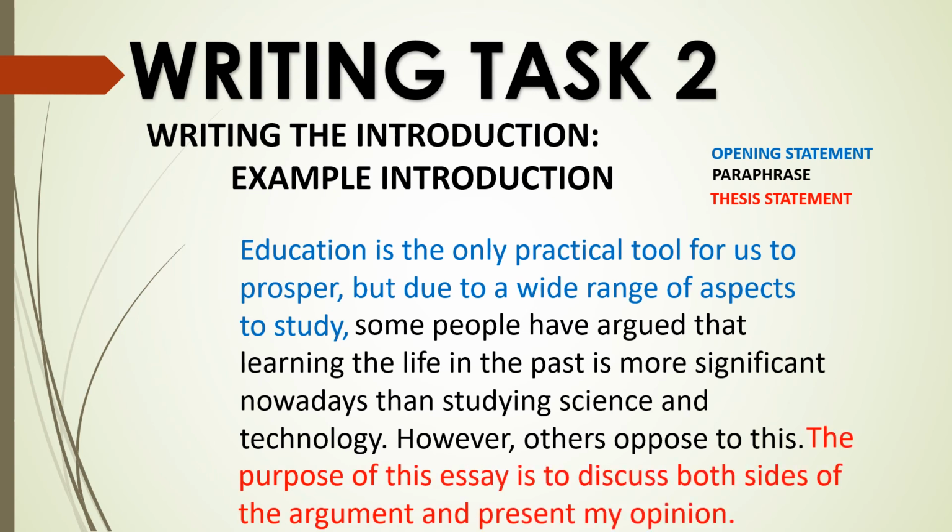And then lastly is our thesis statement: the purpose of this essay is to discuss both sides of the argument and present my opinion. We can only use this phrase here, in discuss both views and give our opinion. We should not use the phrase "the purpose of this essay is to discuss both sides" if we are given another task. If our task is agree or disagree, extent, or problem solution, we should not say the purpose of this essay is to discuss both sides of the argument. So use this phrase only specifically for the task: discuss both views and give our opinion.